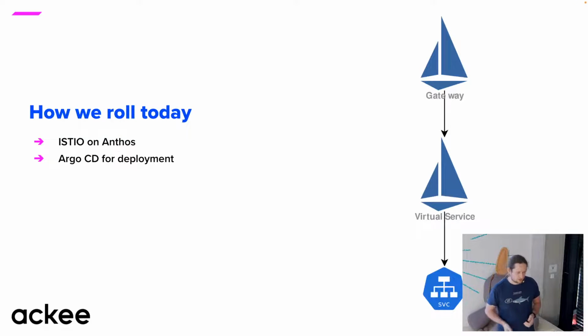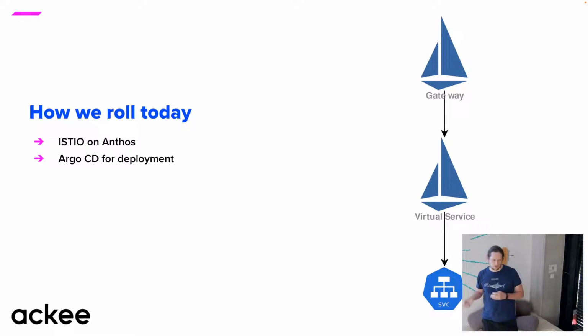But at the end, how we are actually rolling. So I said we are still using it in one of the projects. So we settled with Istio on Anthos because of the SLA and the support from Google. So it's going to get better. And for the increased complexity, we use Argo CD as a CD tool to see what is actually happening, to see the deployments.